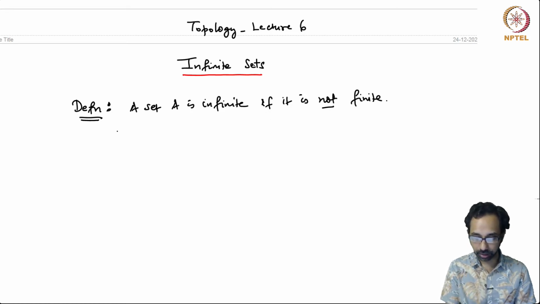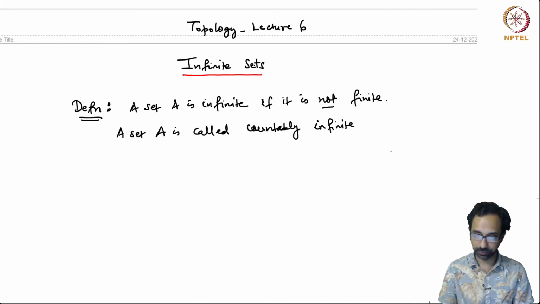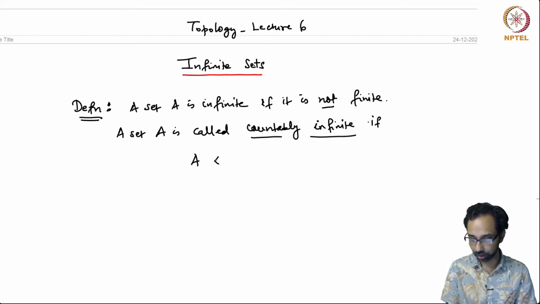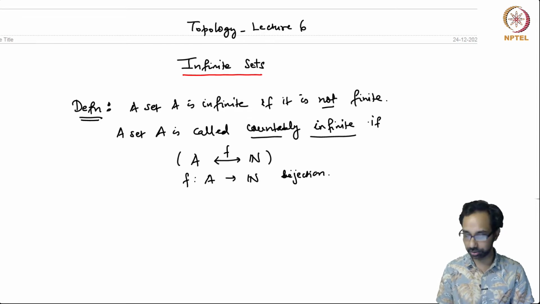And a set A is called countably infinite. So now we are trying to separate various types of infinite sets. So one of them is countably infinite sets, if there is a bijection between A and the set of natural numbers. So let me call this function f. So this function f is a function from A to N, and this is a bijection. So this is what we mean by this notation that we used in the last lecture. So it is called countably infinite if there is such a bijection.